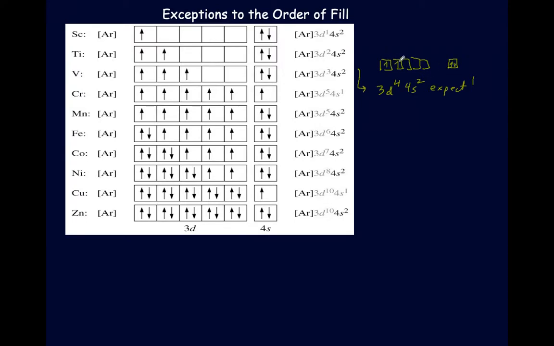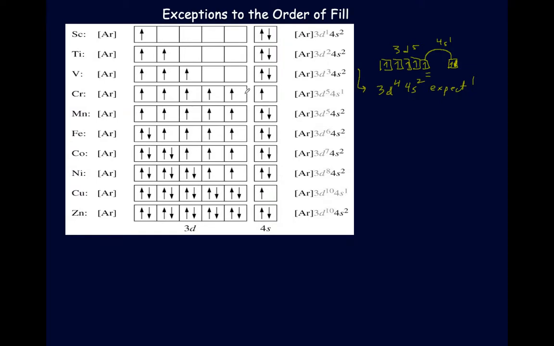If you look at 3d4, what we find is there's an empty box in here. So chromium kind of messes up the pattern. What chromium does is it takes one of its 4s2 electrons and moves it into here, fills that one, and has one in each box. So it ends up making not 3d4 4s2, but 3d5 4s1, and that becomes stable. So you can see how in chromium, it's not the next step. It actually takes one out of the 4s to make them all even.